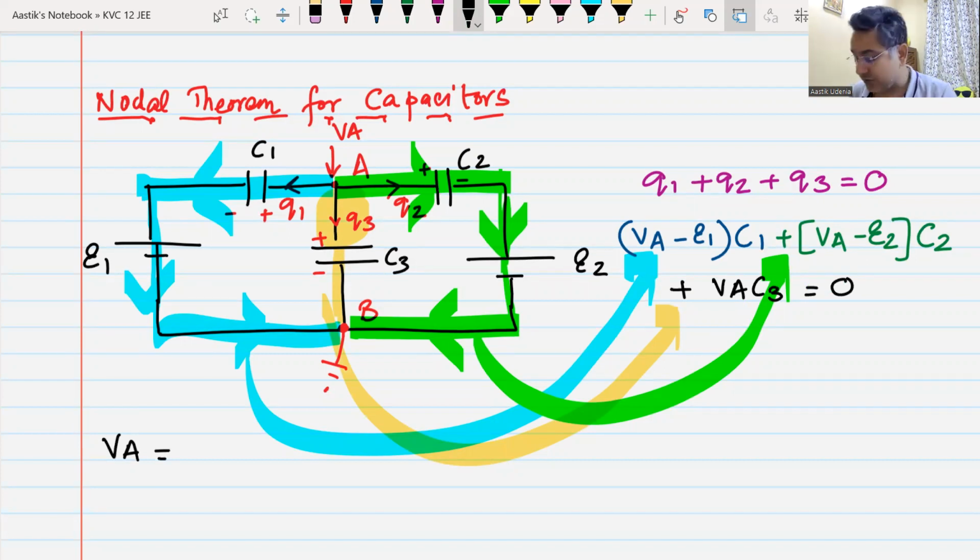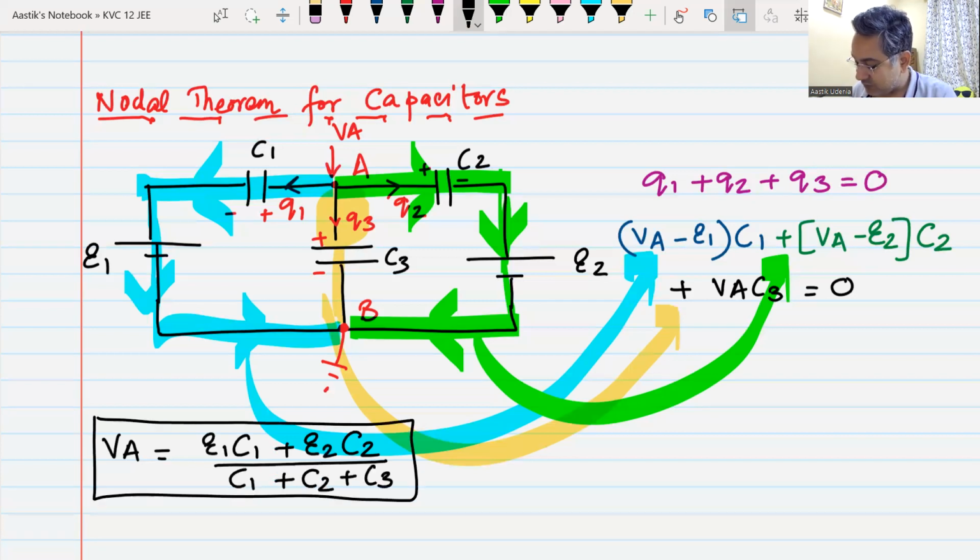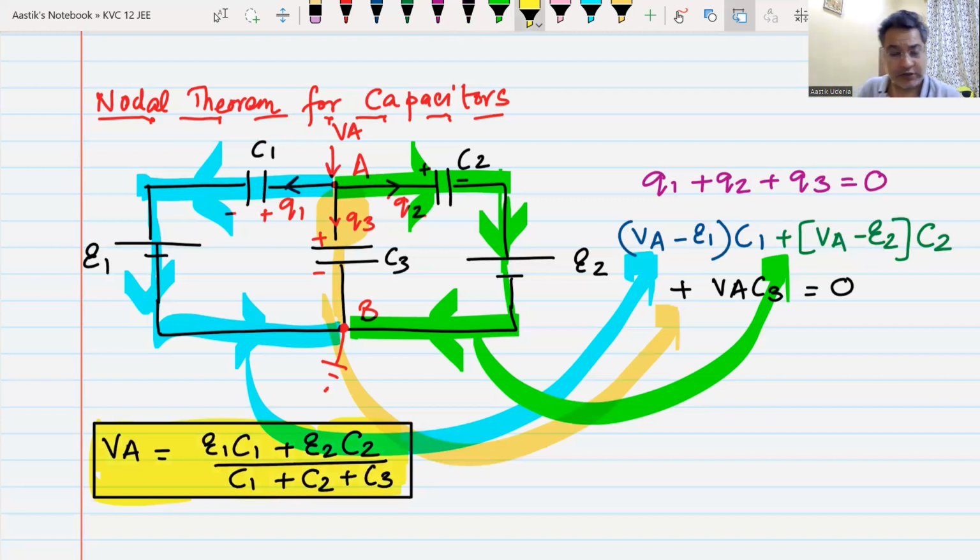And what is the value of VA going to come? E1 C1 plus E2 C2 divided by C1 plus C2 plus C3. That will be straight away the value of VA from all the diagrams that we got. Looking at the diagram, you can get the value of VA straight away, and it looks even less complicated.